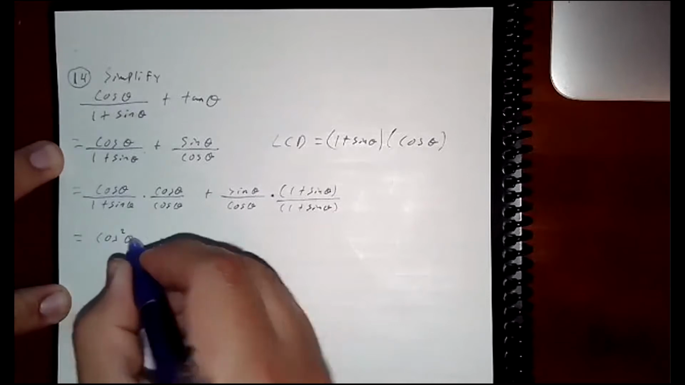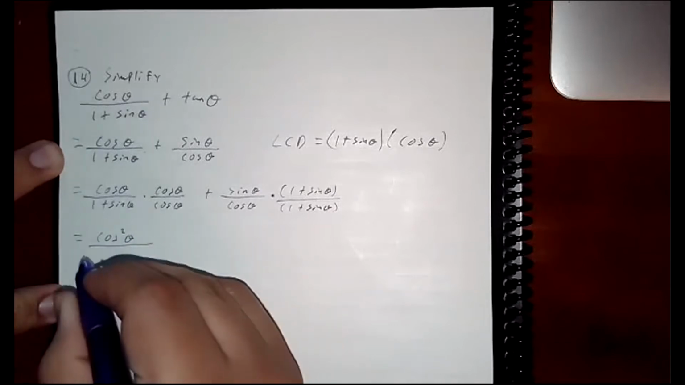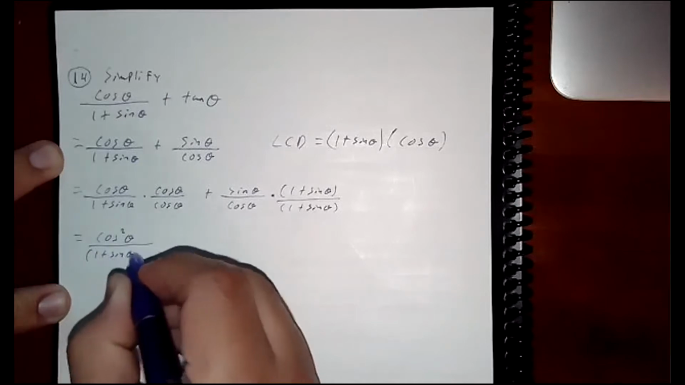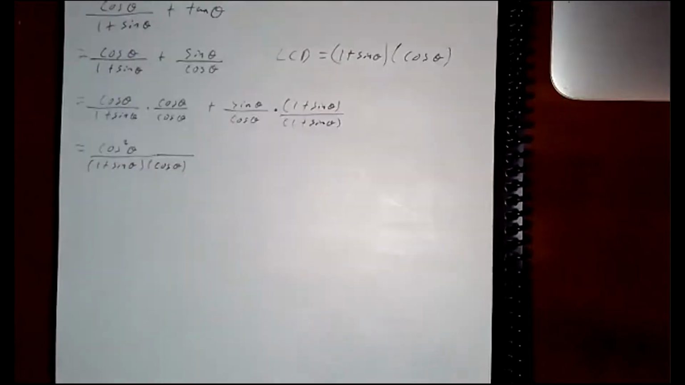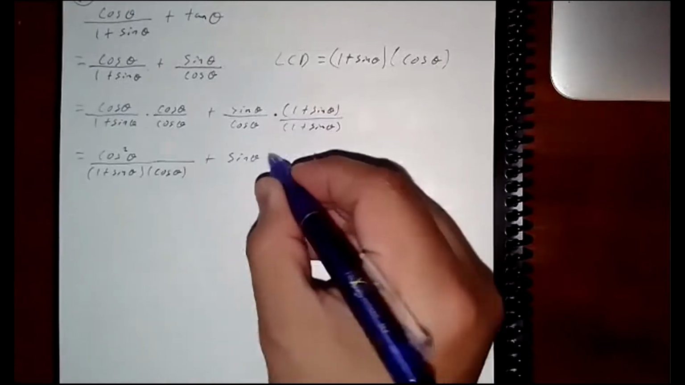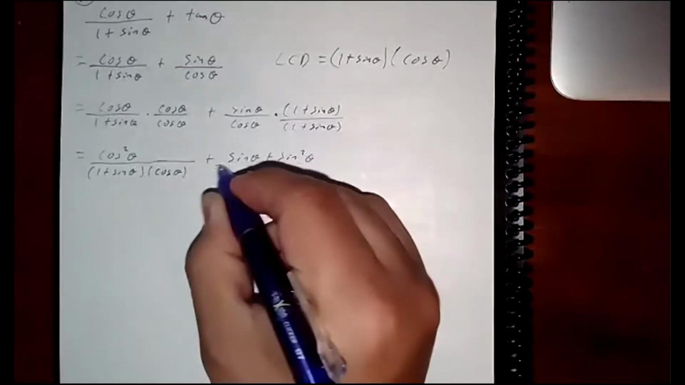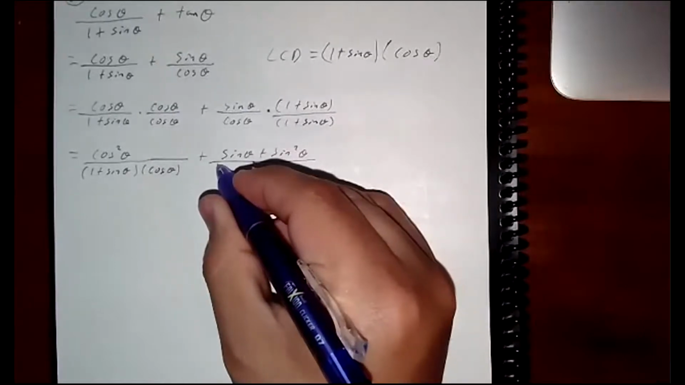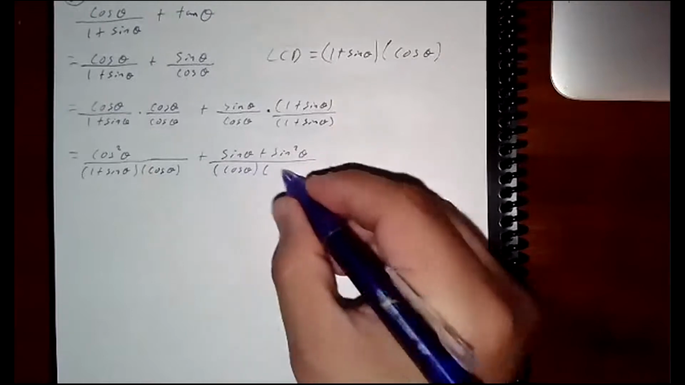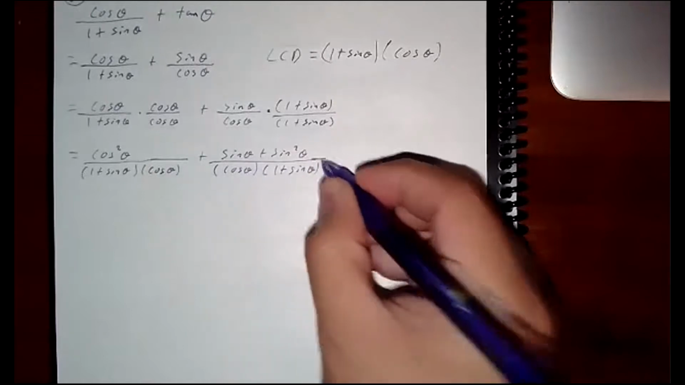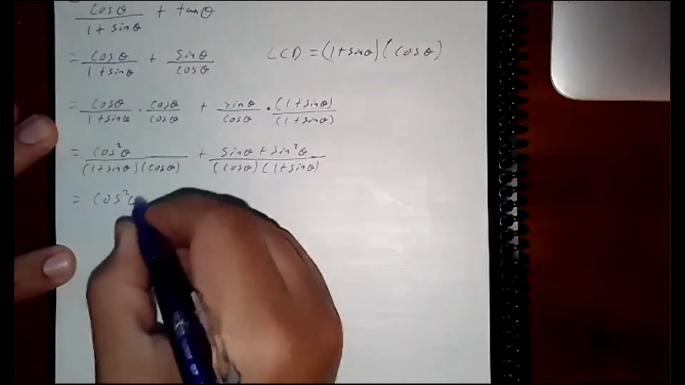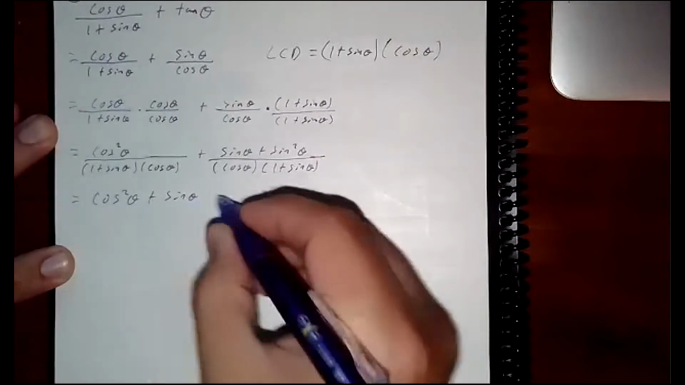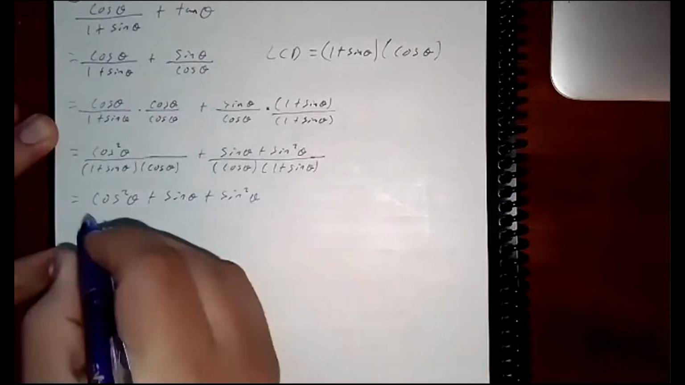The top will become cosine squared theta over the LCD, which I'll leave like this for now. I don't want to multiply in case I see something that cancels. I will distribute the sine up here: sine theta plus sine squared theta over that LCD, cosine times 1 plus sine. There we go. So now they have the same denominator, so I can go ahead and add them. Cosine squared plus sine theta plus sine squared theta.